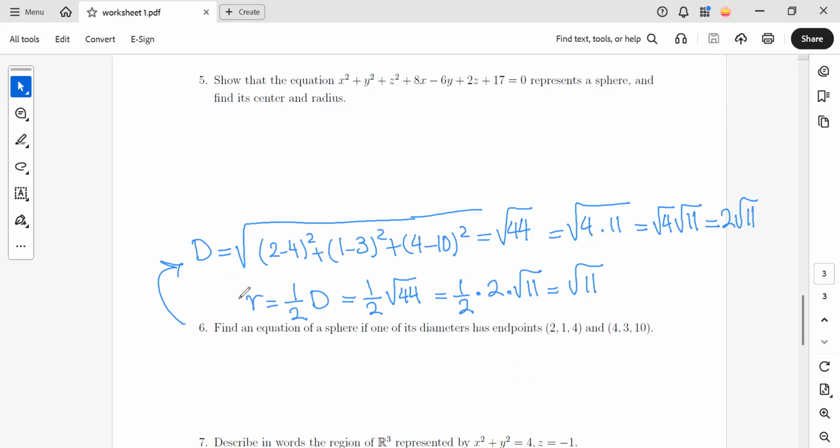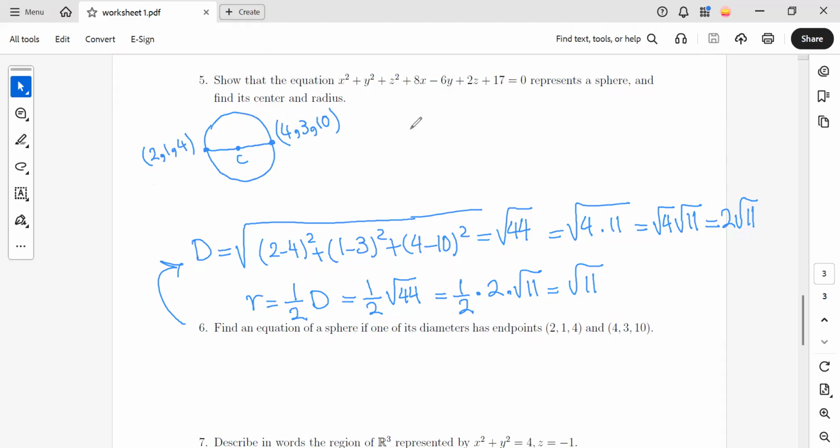Now we have the radius and we're going to find the center. So let's say this is a part of the sphere. Of course, this is a circle, not a sphere, but it will be a cut of that. If this is the center and these are the points that are given to us, let's say (2, 1, 4) and (4, 3, 10), this part is the diameter, which is square root of 44. Half of it, which is square root of 11, is the radius. And we are going to find the center, which is the midpoint.